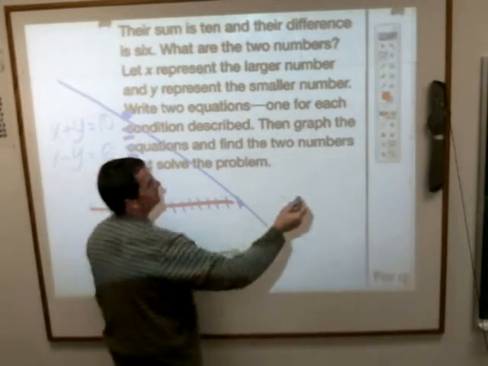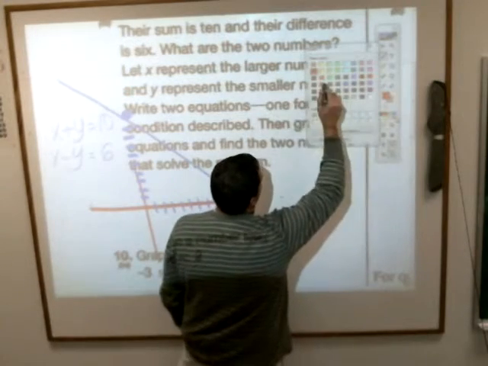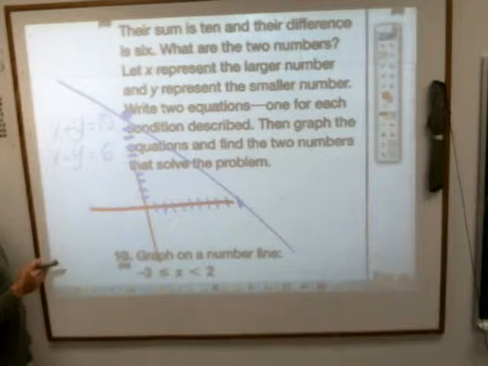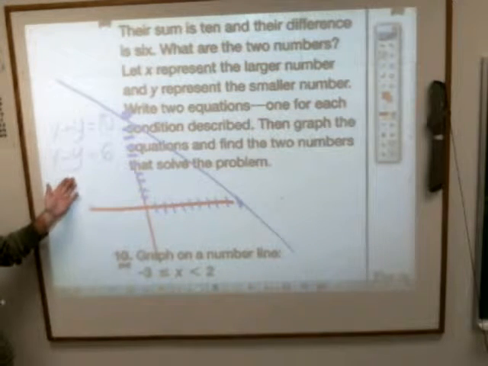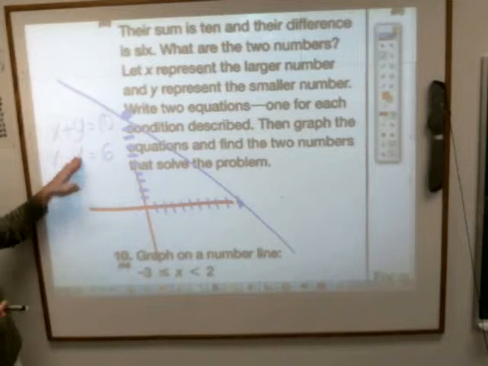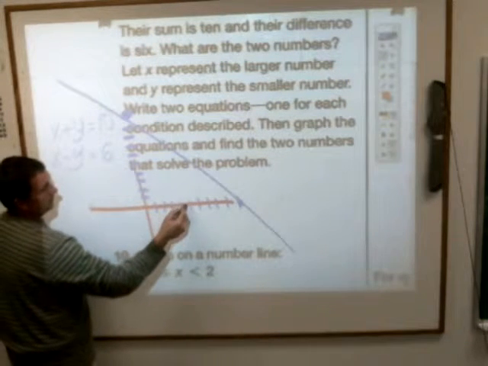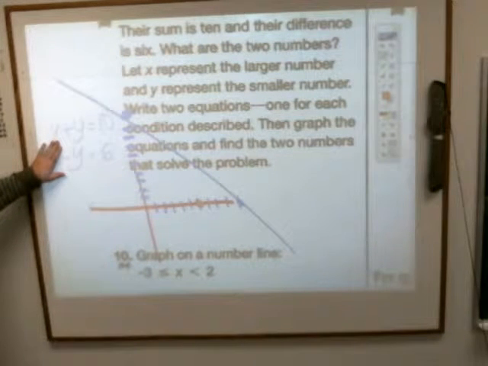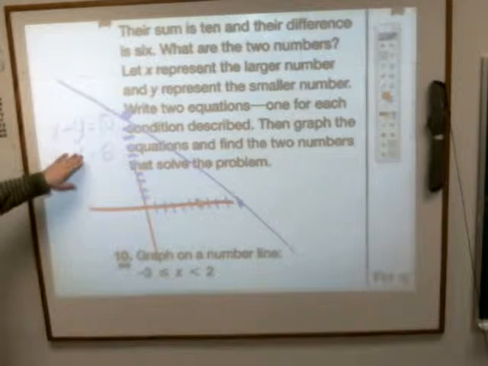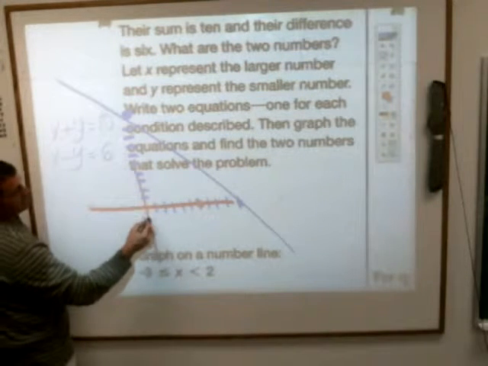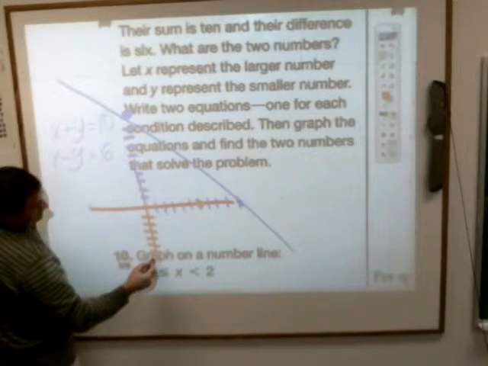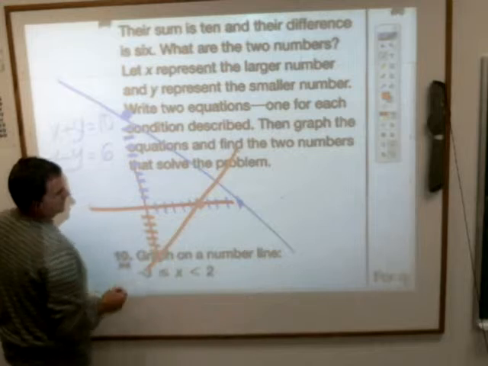Let's pick a different color. Orange. Okay. Now here's the only place you have to be careful, and that's when there are minus signs or negatives. The x is fine. X equals 6. 1, 2, 3, 4, 5, 6. But y is actually, when you cover up the x, you get negative y equals 6, which just means it's not positive 6, but negative 6 for your answer. 1, 2, 3, 4, 5, 6. Put your dot there. Draw with the ruler your straight line.